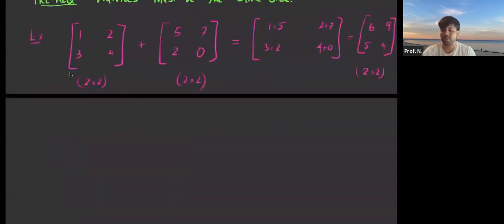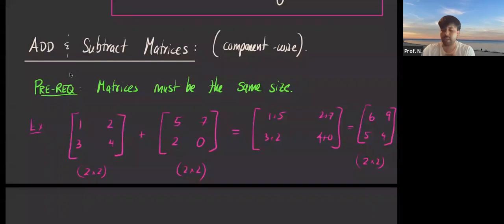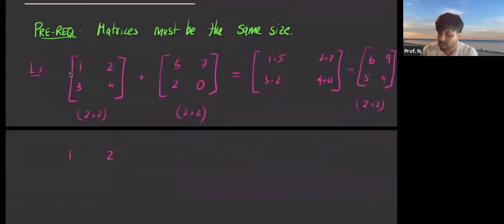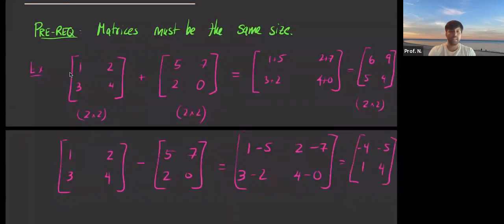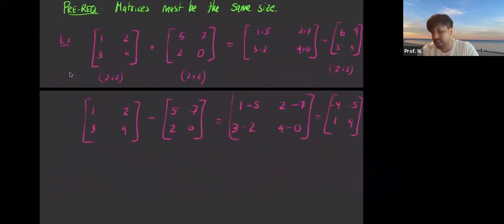Right? And the same thing goes when you subtract. You subtract 1 minus 5. So if I did the same thing here, 1, 2, 3, 4, 5, 7, 2, 0, subtraction. This is 1 minus 5, 2 minus 7, 3 minus 2, 4 minus 0. So when you subtract everything component wise, you get -4, -5, 1, 4. So adding and subtracting matrices isn't, I would say, awe-inspiring.